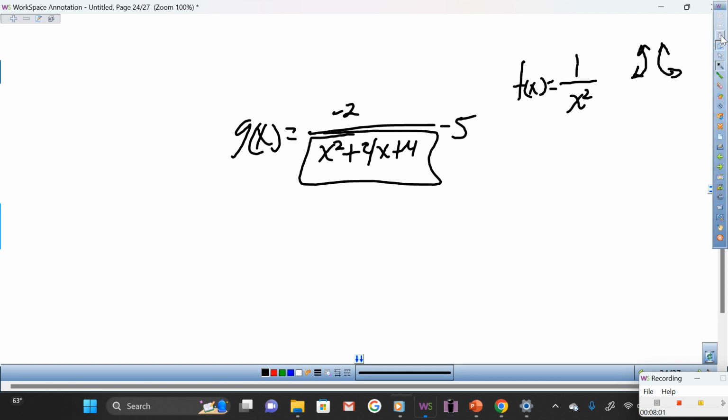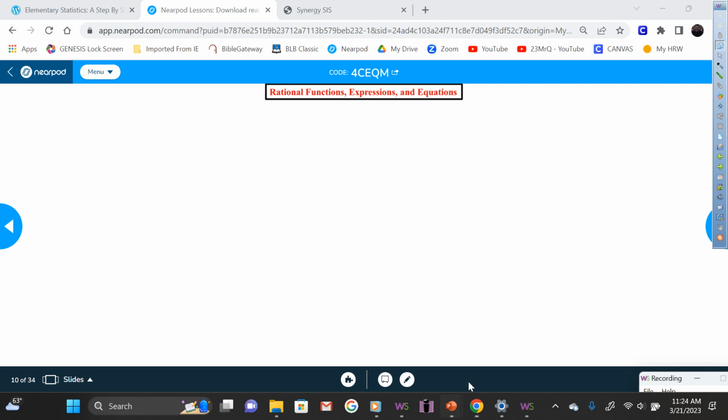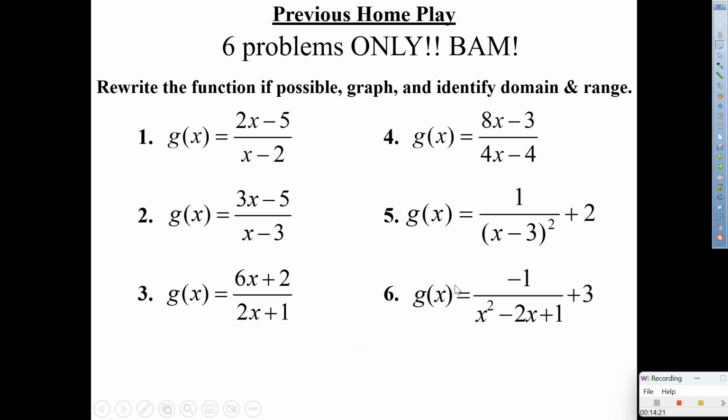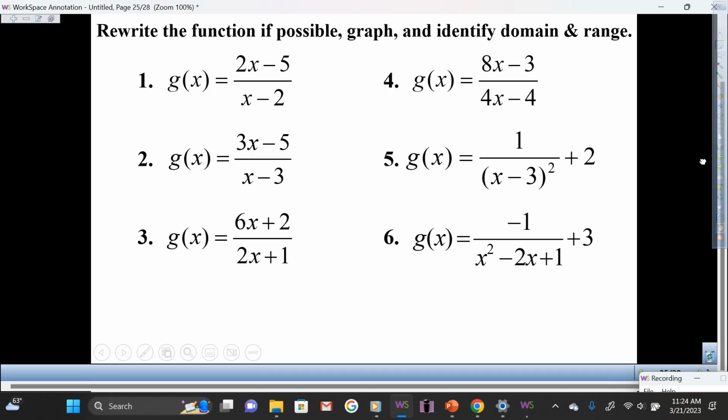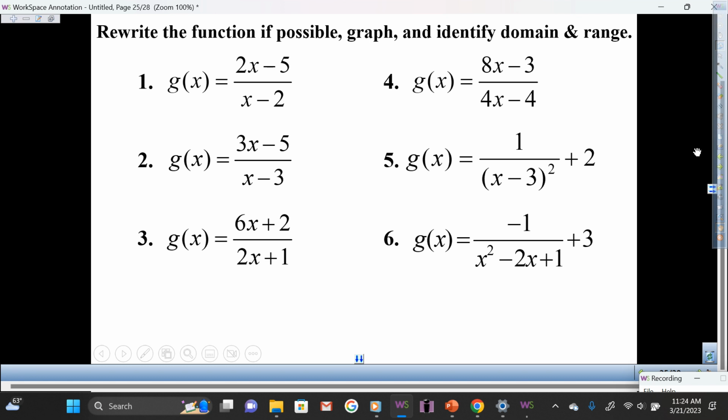So with that said, let me go back to the homework from last night. Look at it. Tell your neighbor which ones had the parent function 1 over x and which ones had the parent function 1 over x squared. All right, get us started, JP. Number 1, what is the function?